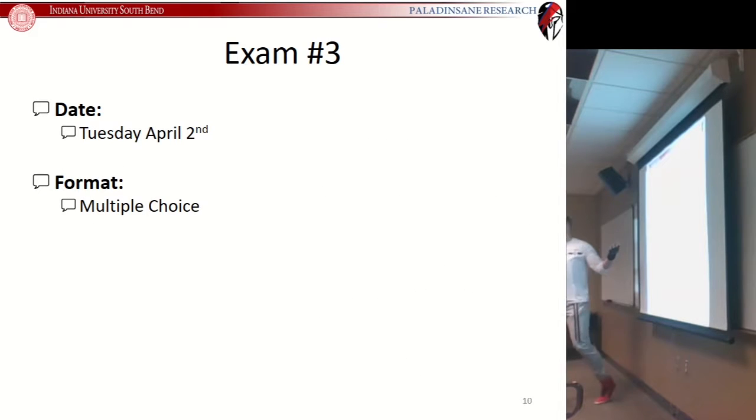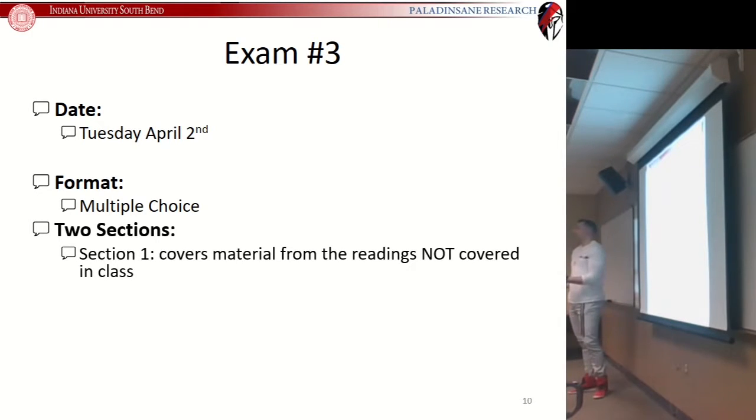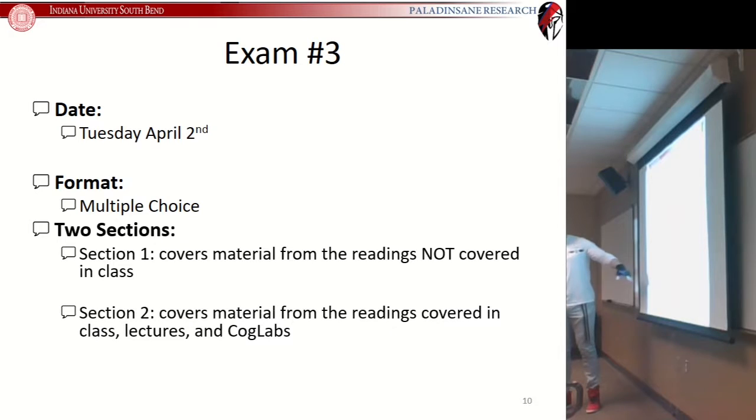All right, so once again, same format we've seen with the previous 2 exams. It's going to have 2 separate sections. Section number 1 is going to cover materials from the readings that we just don't have time in this short semester to cover in class, but that are important, that you should know of. Section 2 is going to cover materials from the readings that we actually do cover in class, ideas that are specifically in the lectures and the cog labs.